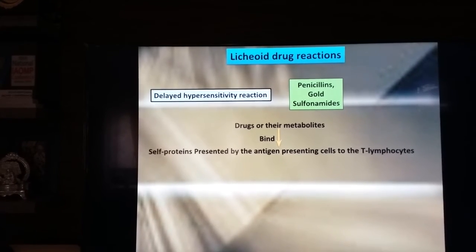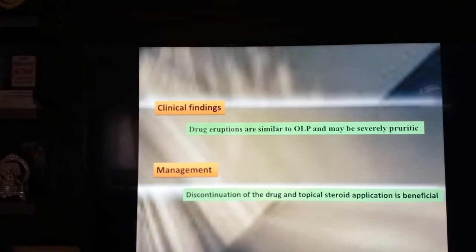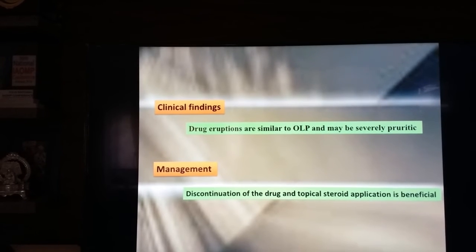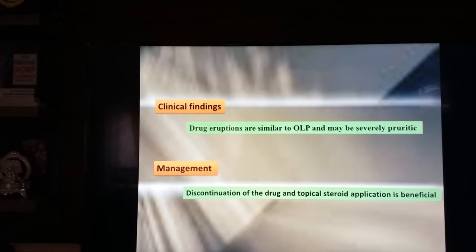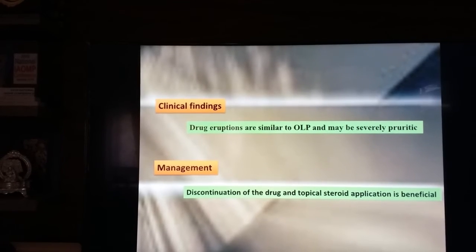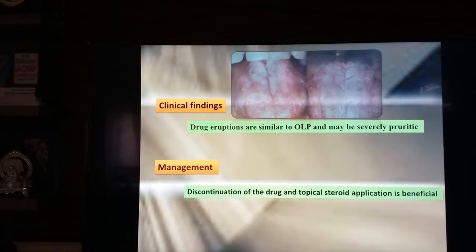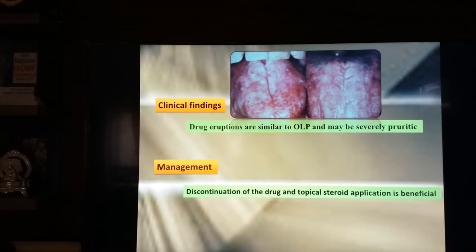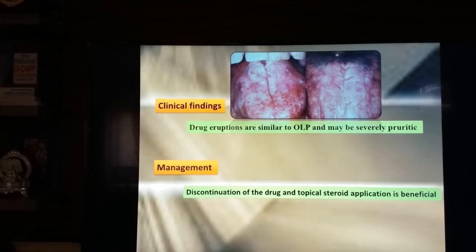Cell proteins presented by the antigen presenting cells are associated with the T lymphocytes. You will find drug eruptions are similar to oral lichen planus and may be severely pruritic. The situation can be managed by discontinuation of the drug, and topical steroid application could be of great use. Now here is a situation where you will find the lesions on the tongue, which could be a characteristic feature of such a reaction.